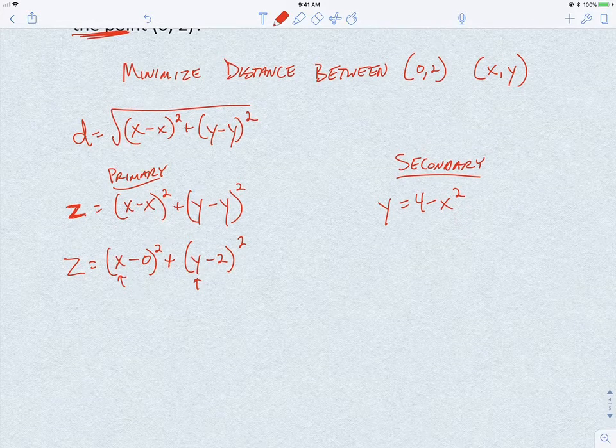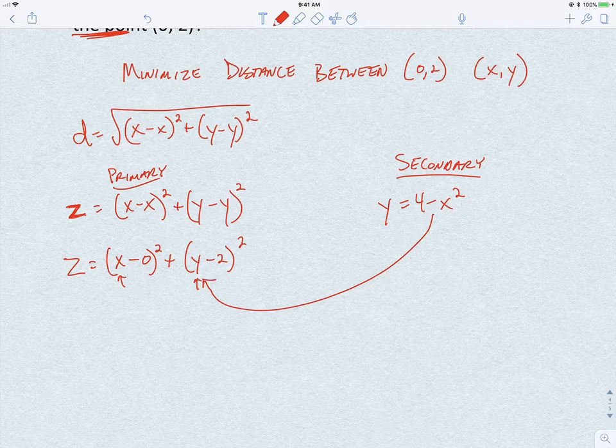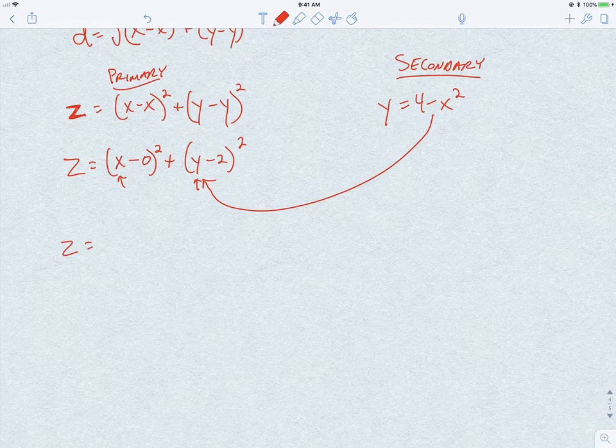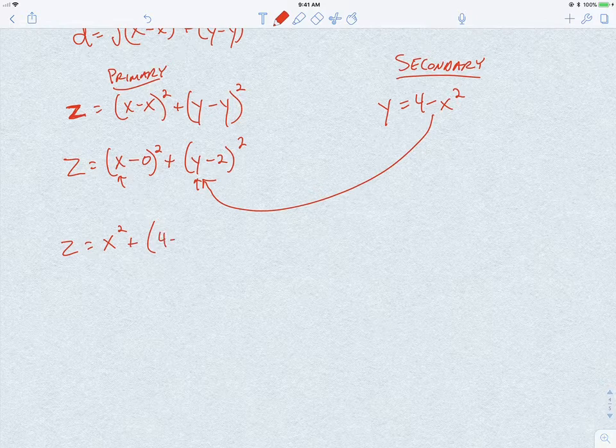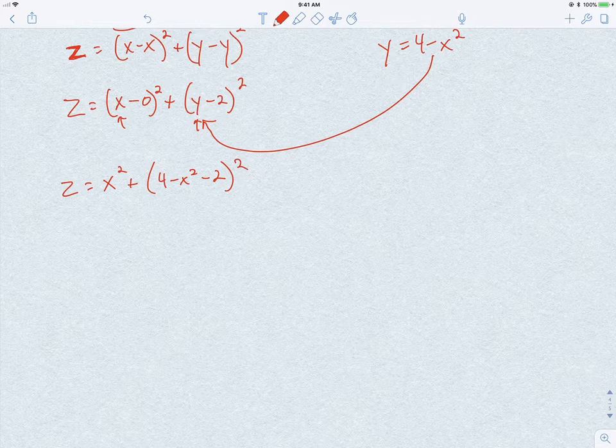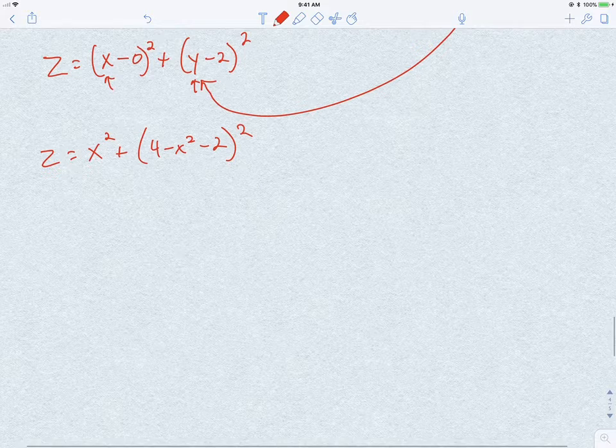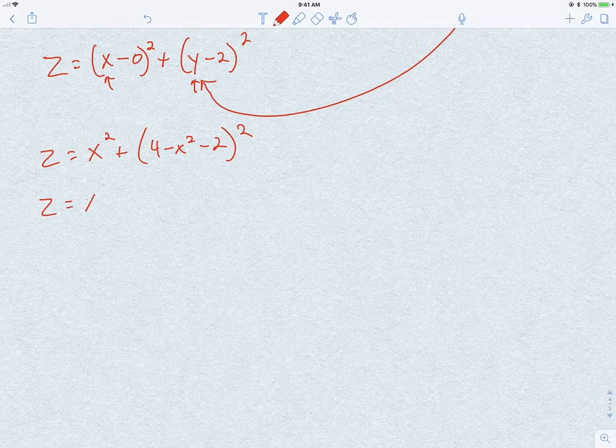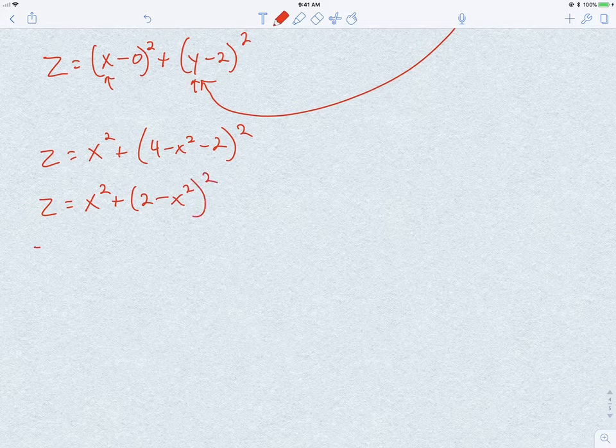The good news is it's already solved for y, so I can just plug it back in for y into my primary. If I simplify, the x minus 0 squared, I get x squared plus 4 minus x squared minus 2 squared. I can now take the derivative of this since I have one independent variable and look for a minimum, or a spot where the derivative changes from negative to positive. Before I take the derivative, though, I'm going to do a little more simplification to make my derivative a little easier. I can go 4 minus 2 is 2, so I can call that 2 minus x squared.